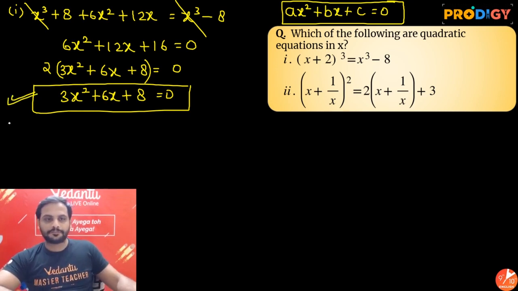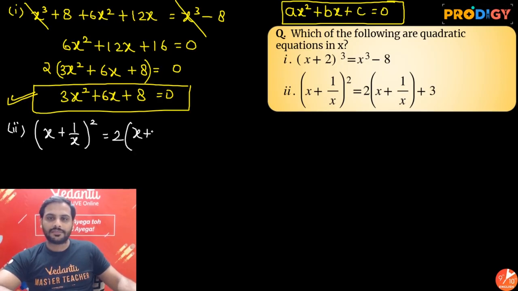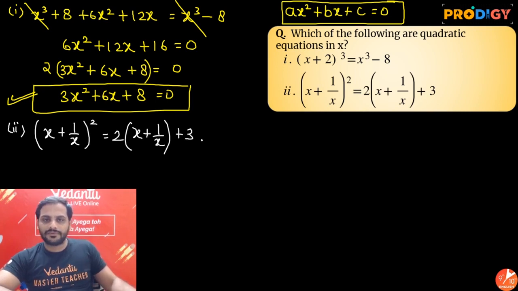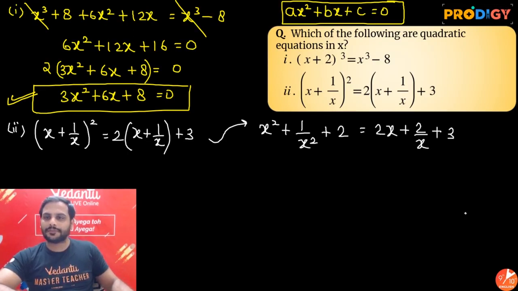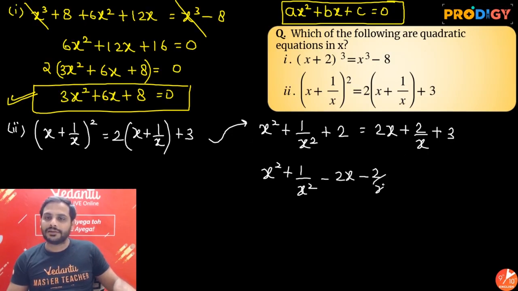Now let's solve the second one. Second one, we have x plus 1 by x whole square is 2 times x plus 1 by x plus 3. So now I need to solve this a plus b whole square. If I solve that, I'll get a square plus b square plus 2 into x into 1 by x, which will be plus 2 only, is equal to 2x plus 2 by x plus 3. Shift everything over there. So we are left with x square plus 1 by x square minus 2x minus 2 by x plus 2 minus 3, which is minus 1, equal to 0.